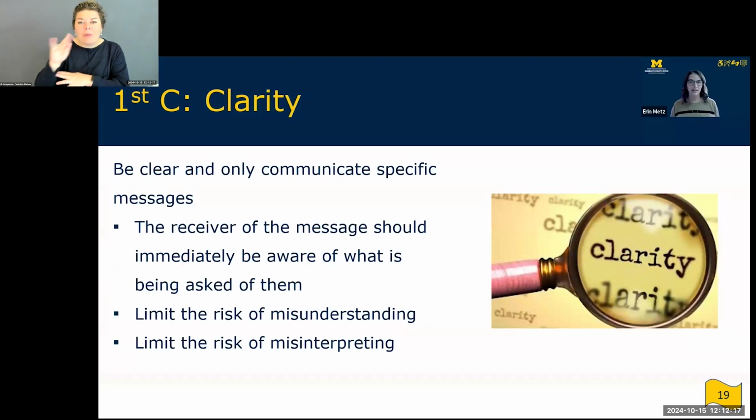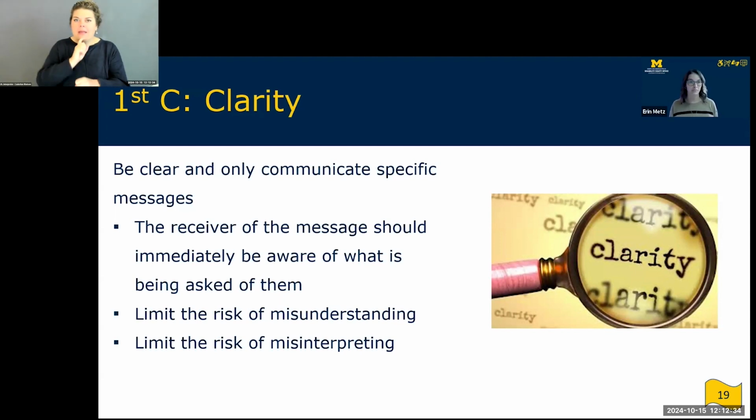We need to be clear and only communicate specific messages. So the receiver of our message should immediately be aware of what is being asked of them. This helps us limit the risk of misunderstanding and limit the risk of misinterpreting because clarity really makes the understanding easier and faster.